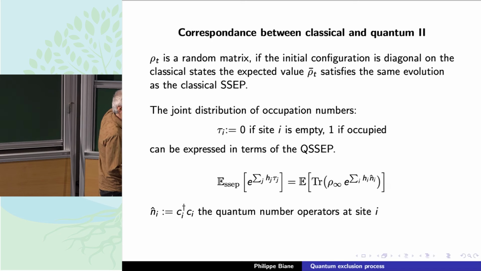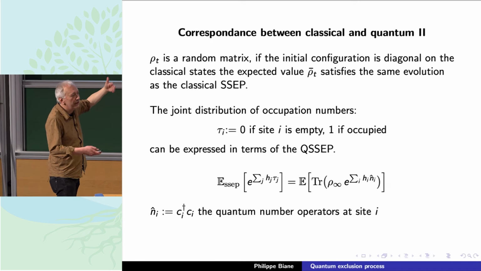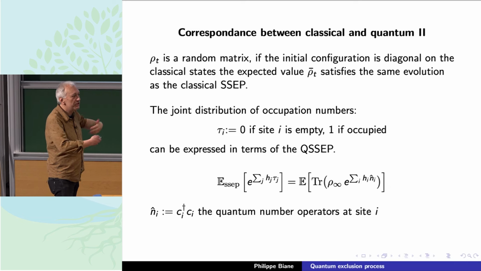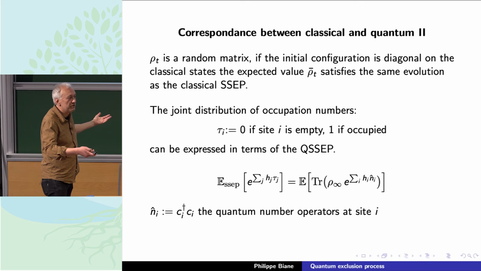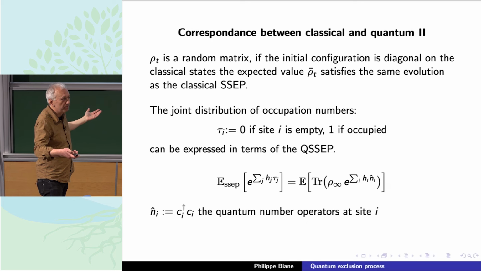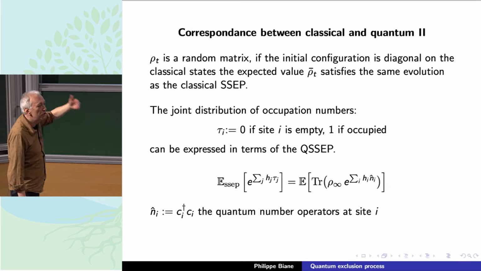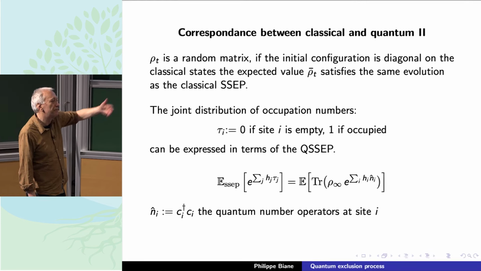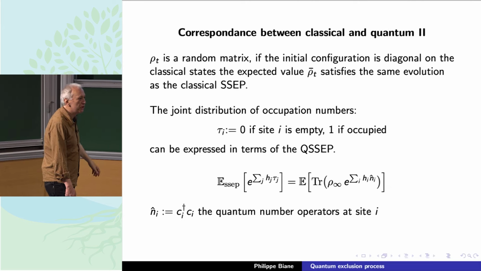In the end, what you get is that rho infinity is a random matrix, a random density matrix. It's not really in the Brownian motion, it's a convergence in law. So the expectation is with respect to this randomness. The Brownian motion, you use it to generate the thing, but of course, in the limit, you have a stationary distribution, and there is no Brownian motion.